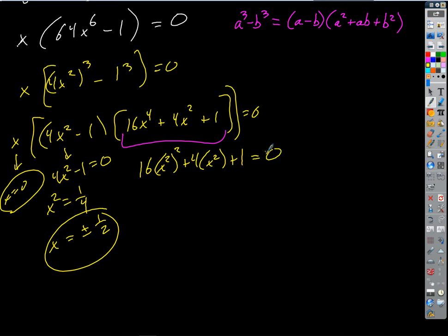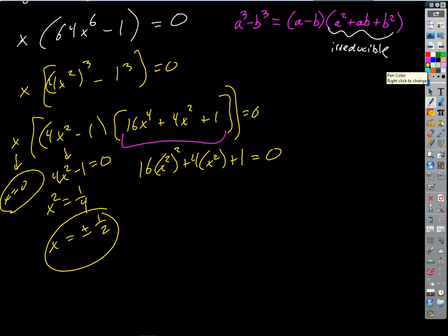We already know that when we use a difference or a sum of cubes pattern, what we get for our quadratic factor is an irreducible quadratic. So I'm not going to be able to factor it any further, right? So I'm stuck with the quadratic formula. But if I try to do the quadratic formula, this is going to be pretty ugly, right?